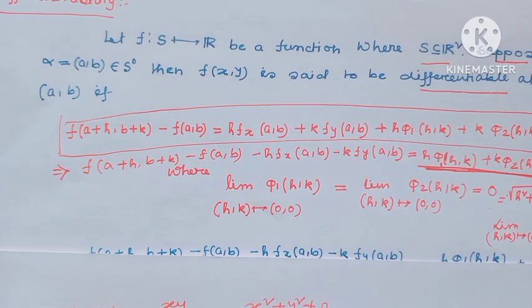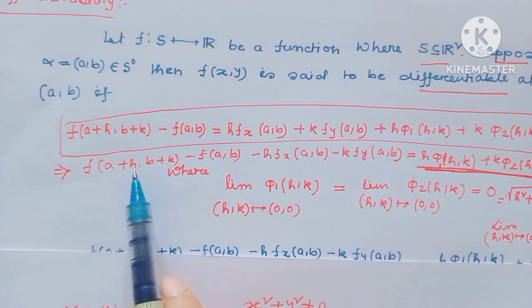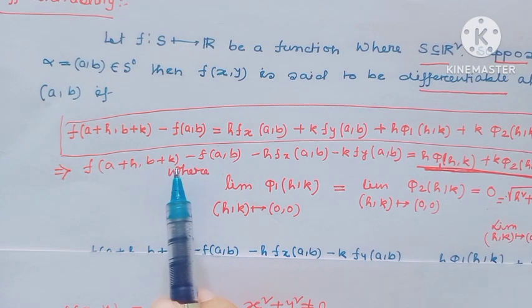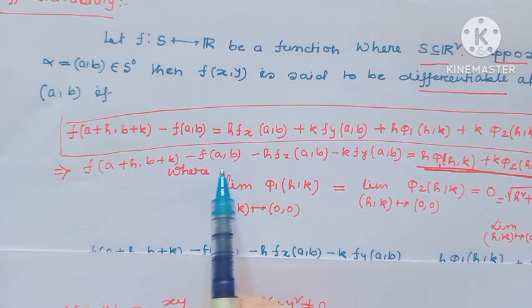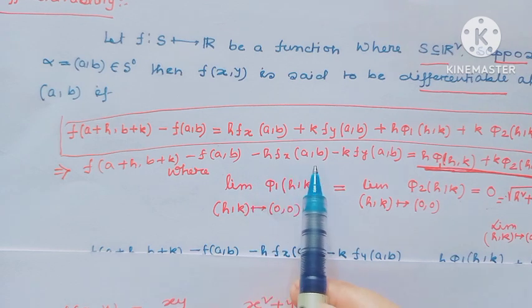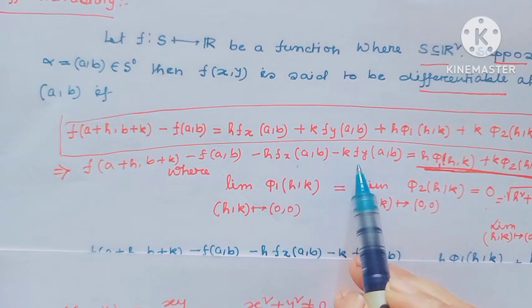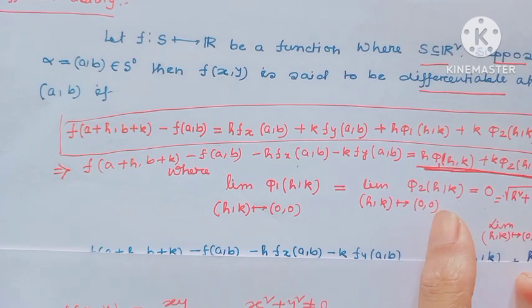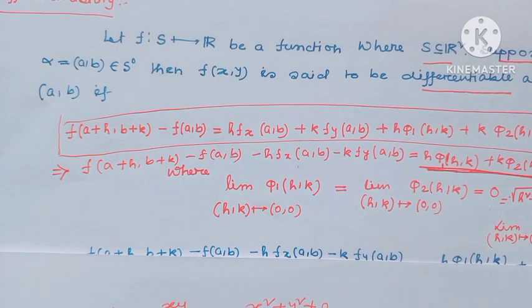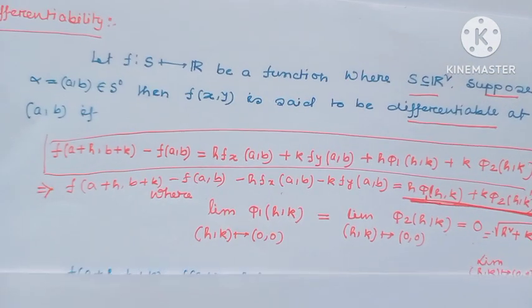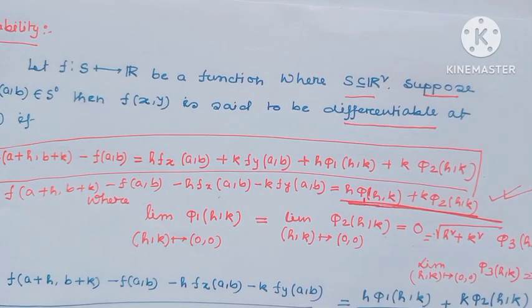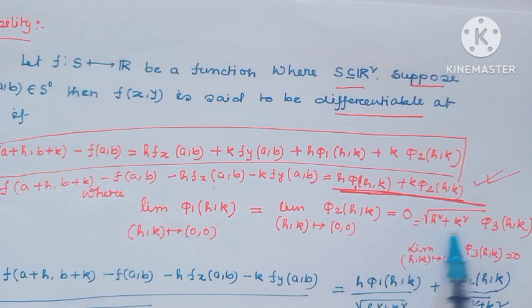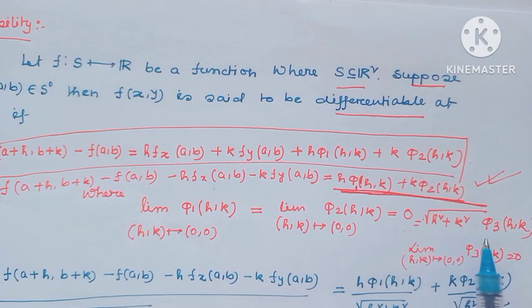Now, which rule will we apply? For differentiability, we consider f(a+h, b+k) minus f(a,b) minus h f_x(a,b) minus k f_y(a,b), where this value is 0. If this expression can be written as h times phi 1(h,k) plus k times phi 2(h,k), where phi 1 and phi 2 go to 0 as (h,k) tends to (0,0), or it can be written as the square root of h squared plus k squared times phi 3(h,k).